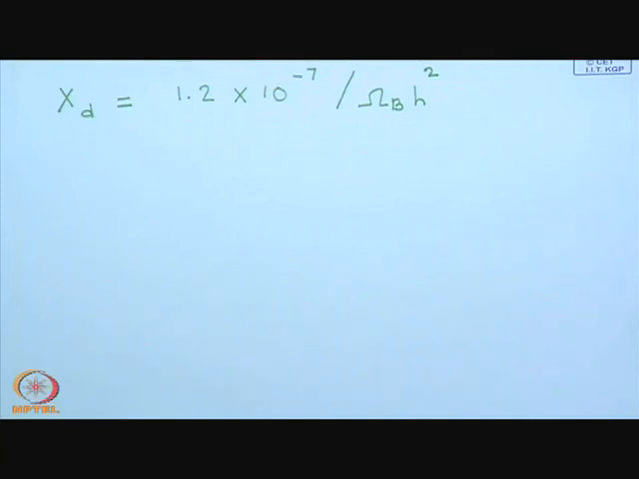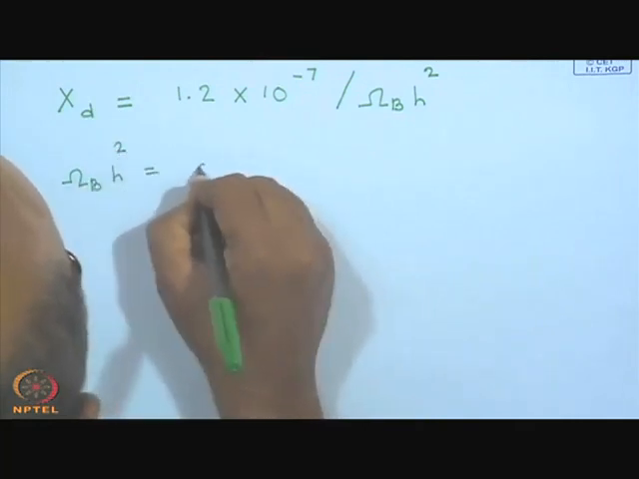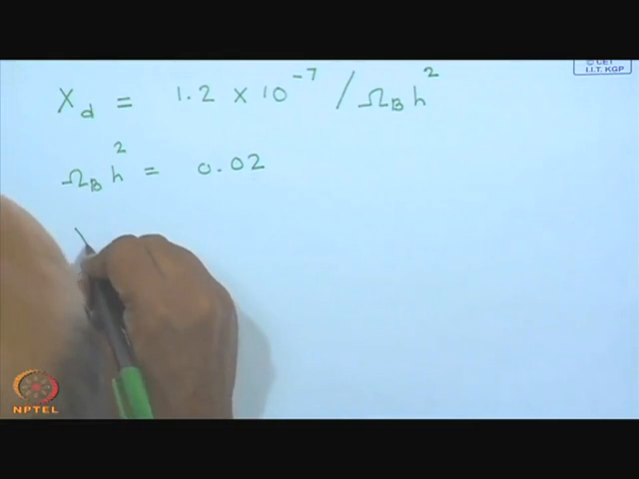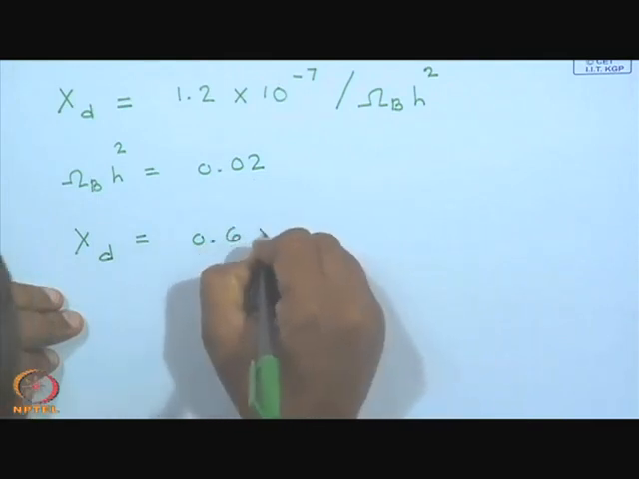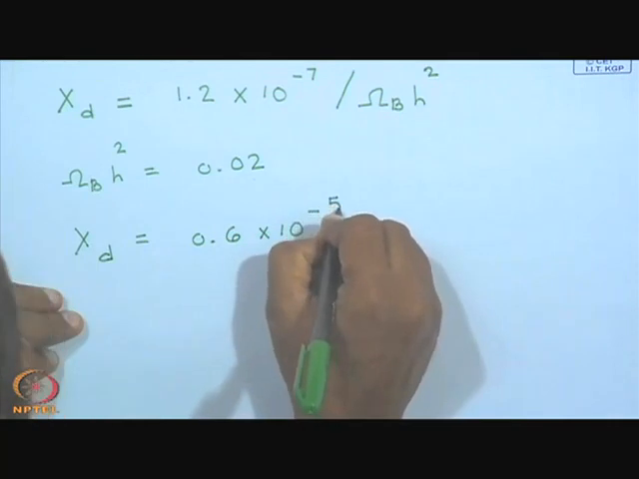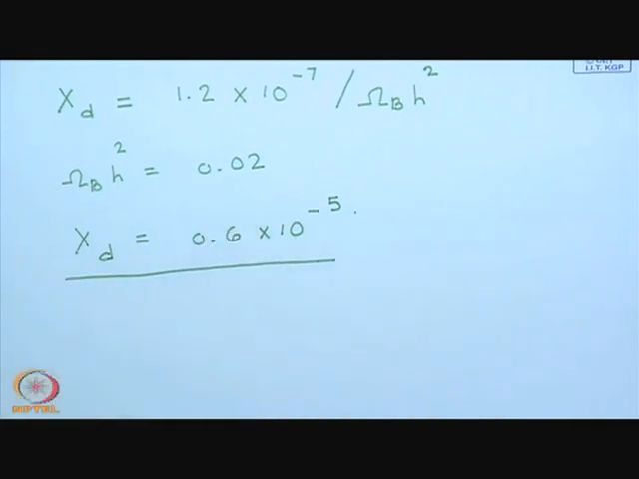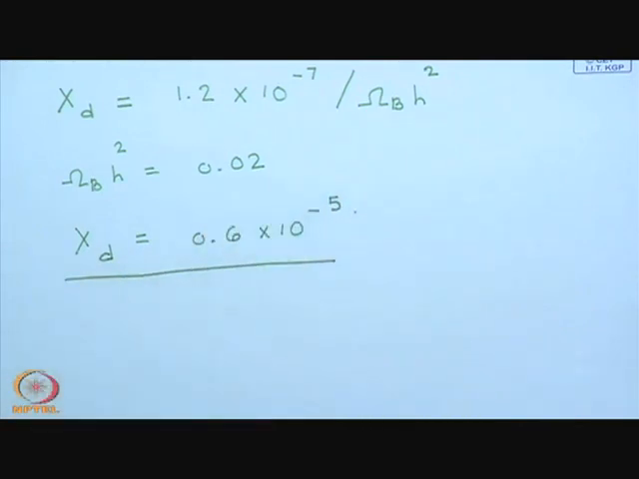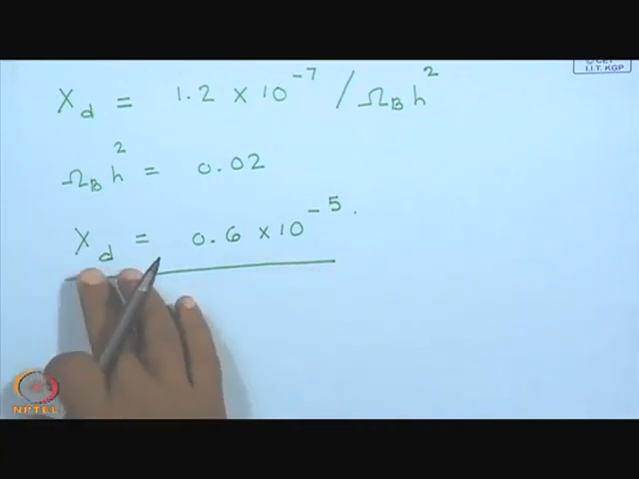For the fiducial value which we have been adopting, omega baryon h square equal to 0.02, the deuterium abundance comes out to be 0.6 into 10 to the power minus 5. So measurements of the deuterium abundance can essentially constrain omega baryon h square. And we also see that the deuterium abundance is extremely small, predicted to be of the order of 10 to the power minus 5, minus 6. So it is observationally also a very difficult and challenging task to constrain this.